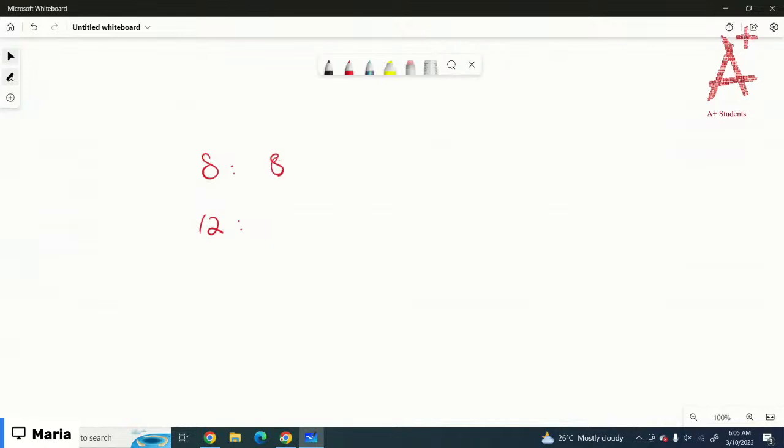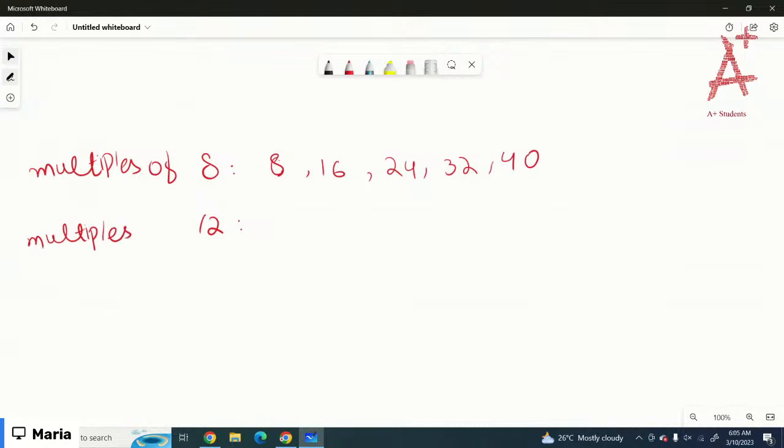8 times 1 is 8, 2 is 16, 3 is 24, 8 times 4 is 32, and 8 times 5 is 40. They are the multiples of 8. Got it? In the same way we have to write down the multiples of 12. So the multiples of 12 are 12, 24, 36, 12 times 4 is 48 and 12 times 5 is 60. So the least common multiple, the smallest common multiple for both 8 and 12, is 24.